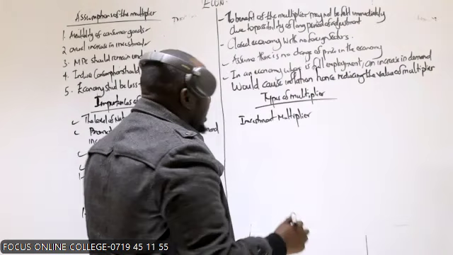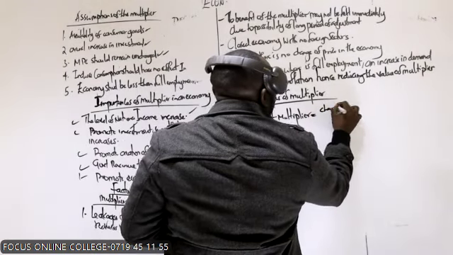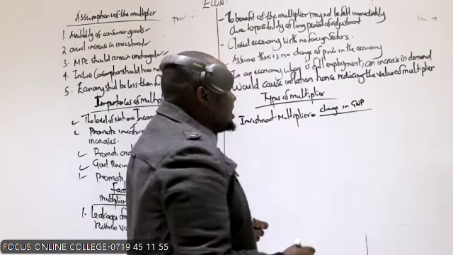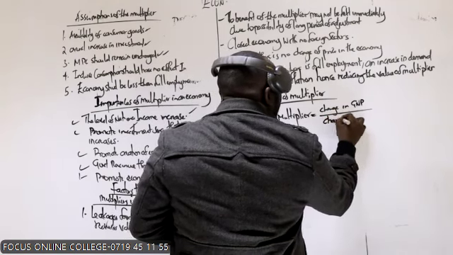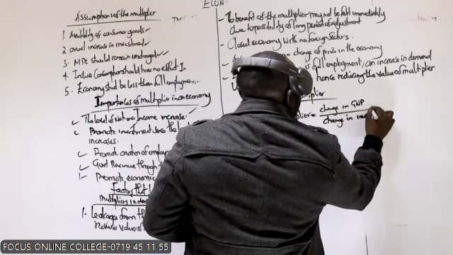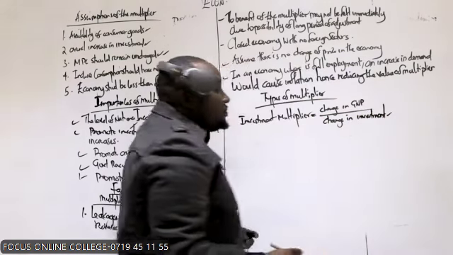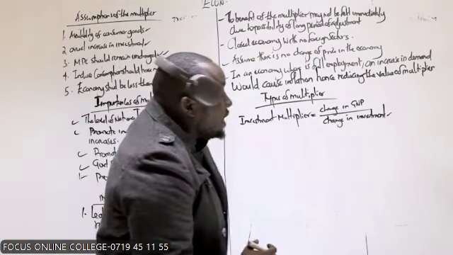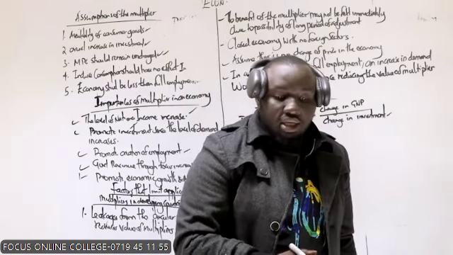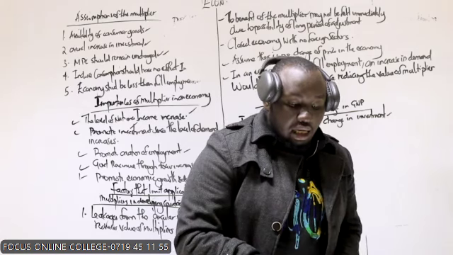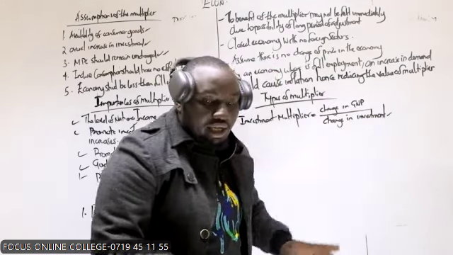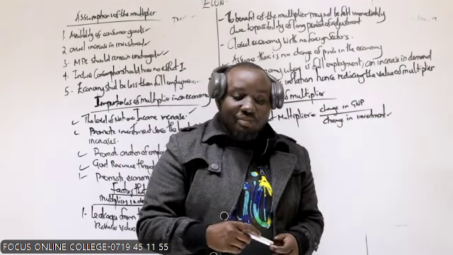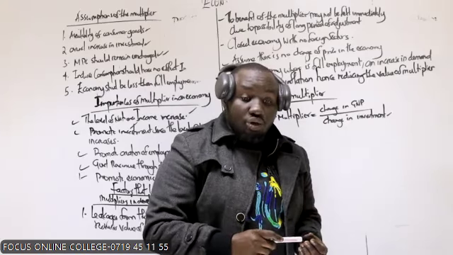So the investment multiplier is the change in GNP over the change in investment. When you say this, what does this mean? Even if I don't write the definition, what does that basically mean? When I say investment multiplier, I mean change in GNP, which is change in national income, over change in investment.